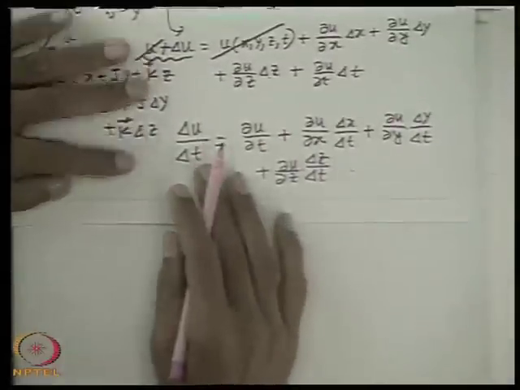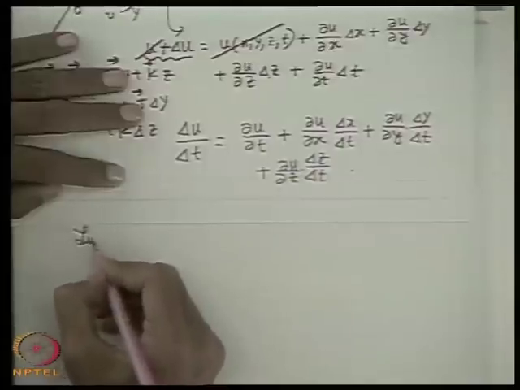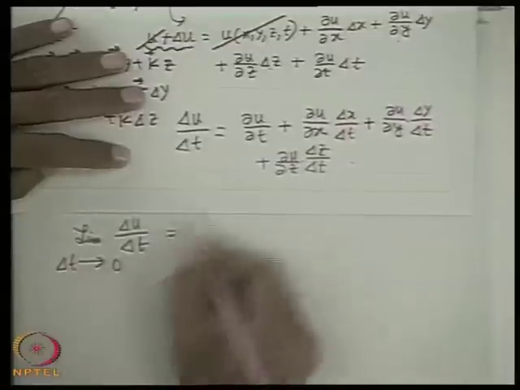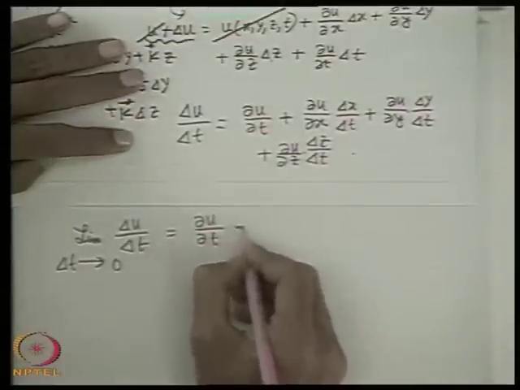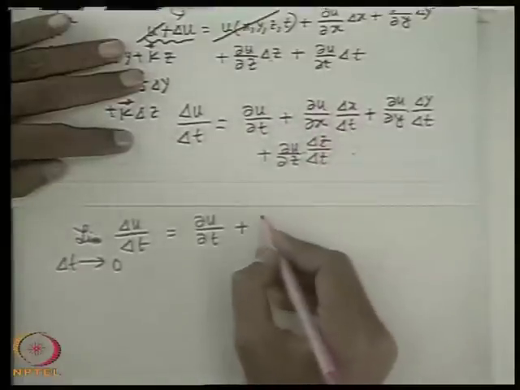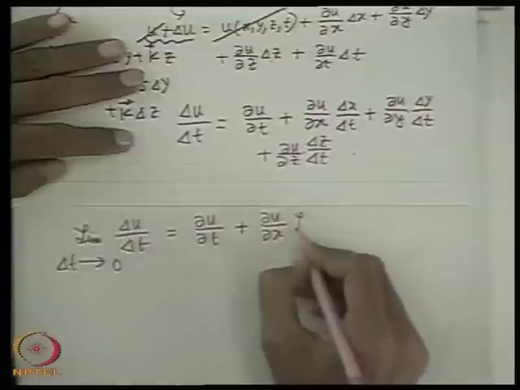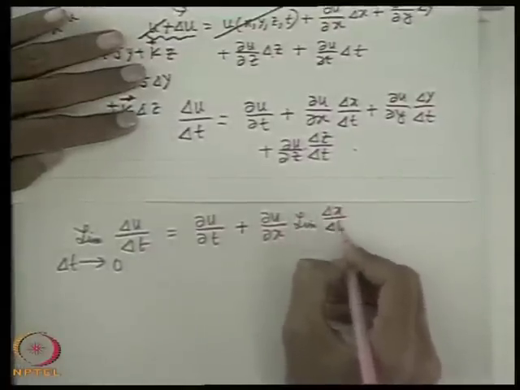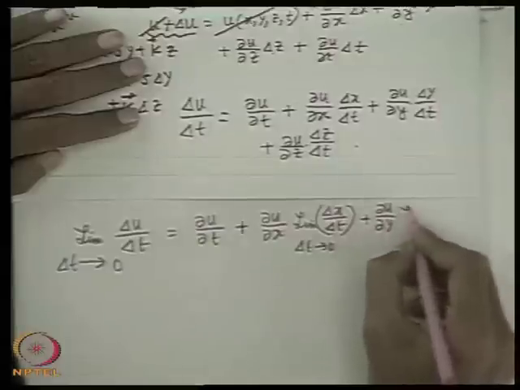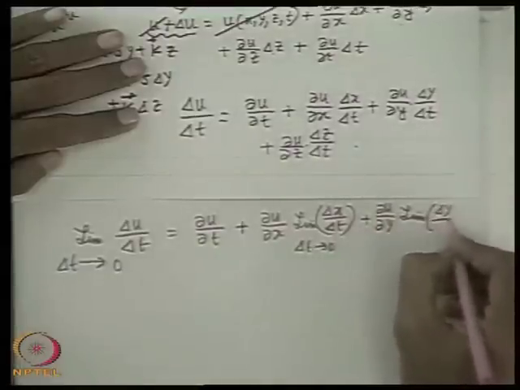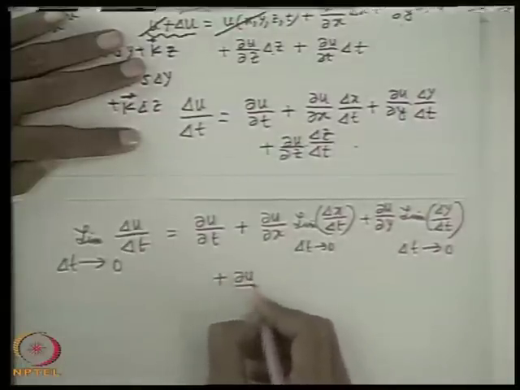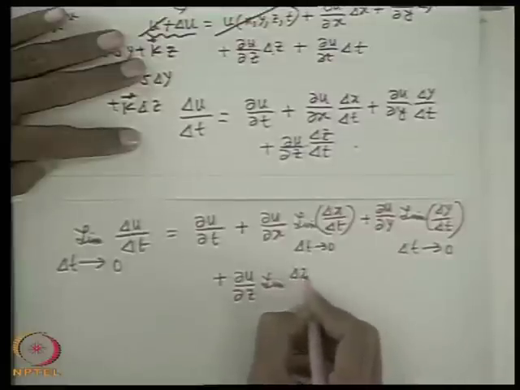Now, if I take the limit of this as delta t tends to 0, then we can write this simply as del u del t, plus, because as delta t tends to 0, delta u tends to 0 but delta u by delta t is finite, this is invariant with that. So, the limit gives del u del x times the limit of delta x by delta t as delta t tends to 0, plus del u del y times the limit of delta y by delta t as delta t tends to 0, plus del u del z times the limit of delta z by delta t.